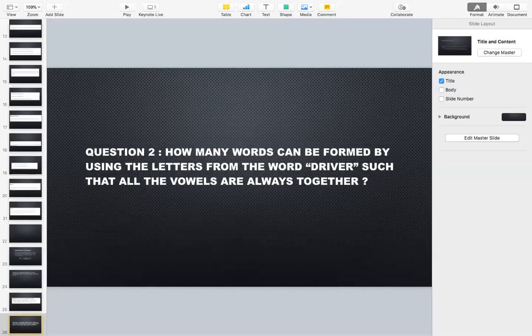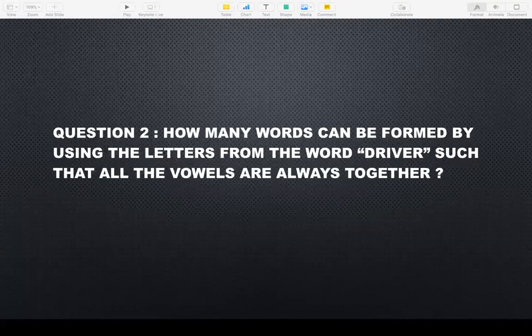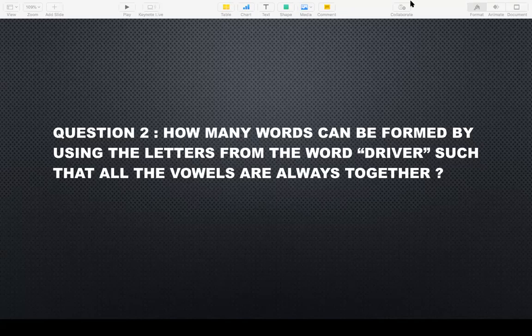But read the question here. Does the question say that only a 2-letter word is what we need to find out? No, right? We are going to use all the letters of the word DRIVER, but there is a conditional arrangement. And what is the condition? That the vowels need to be together.